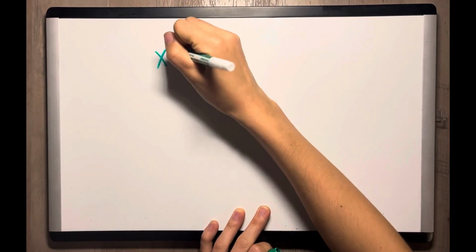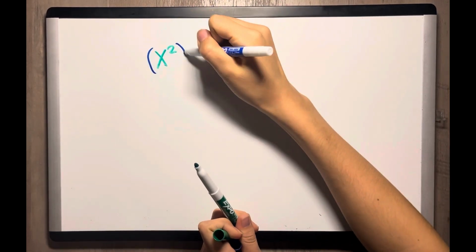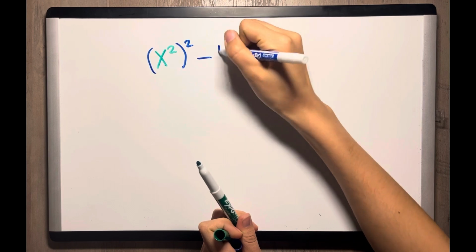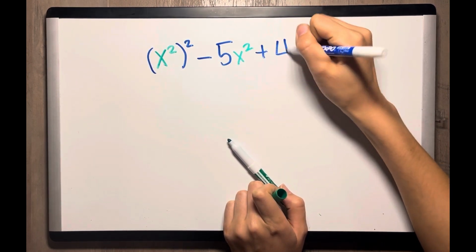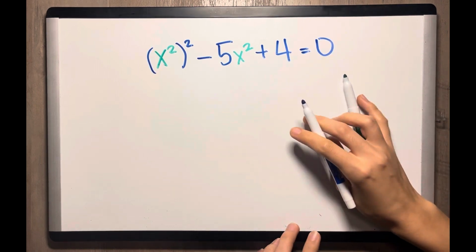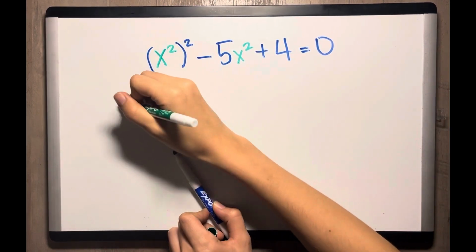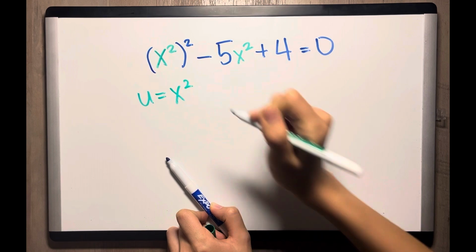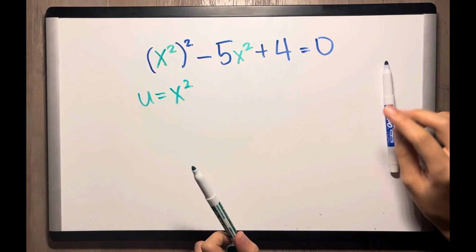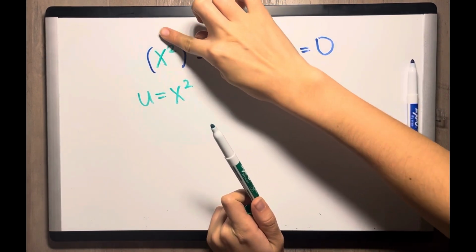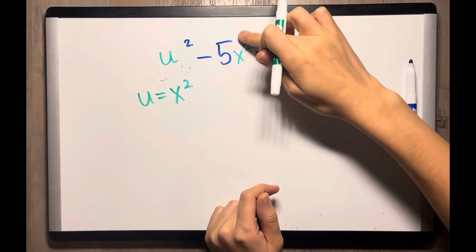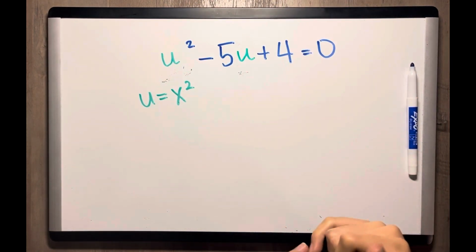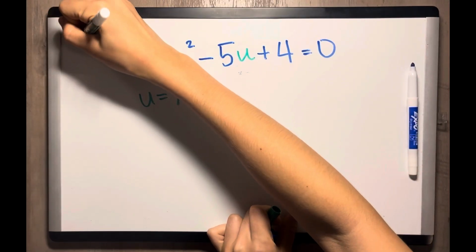Since x to the fourth power equals x squared squared, I wrote it in that form. Notice how I have two x squared. One is raised to the second power, while the other one is raised to the first power. I can use u to represent x squared. Then I can use u to replace every x squared in the original equation. And there we have it, a quadratic equation.